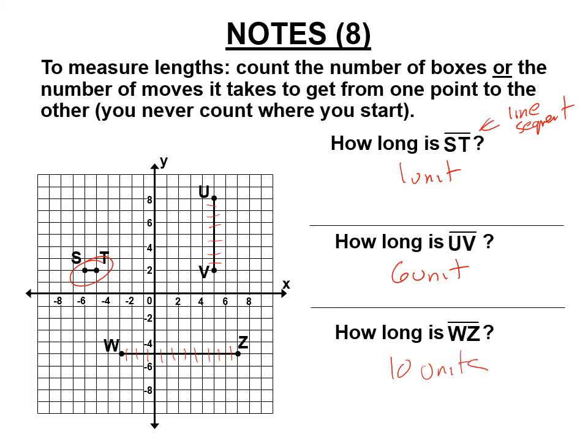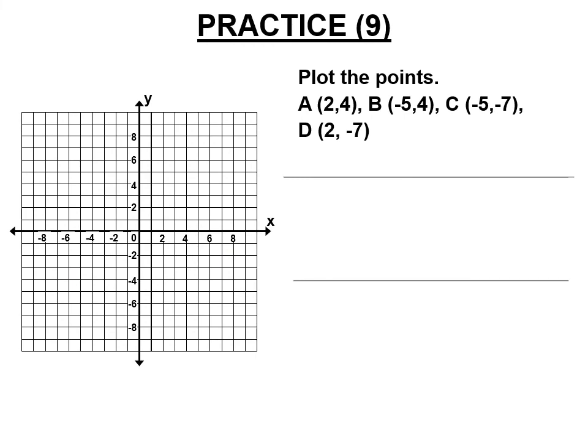Now notice, right, one thing you can do is you could do 3 units on that side of the y-axis, and then it's 7 units on that side of the y-axis, and add them together and get 10 units that way instead of just counting it one at a time. Totally allowed. So let's practice.